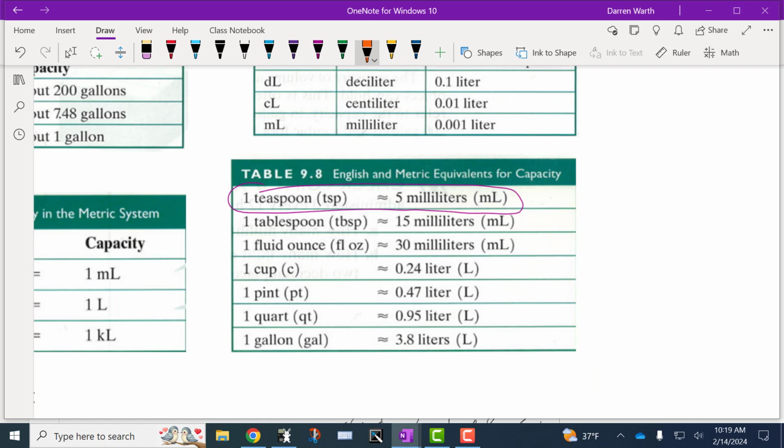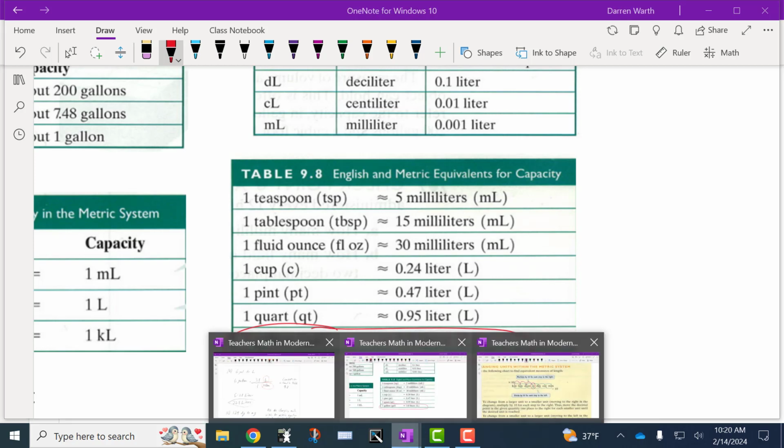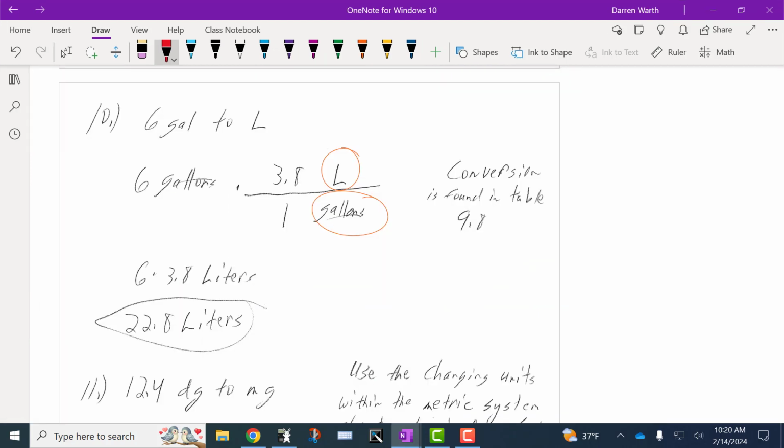Going from gallons to liters, here's our formula. And the formula says that 1 gallon is going to equal 3.8 liters. Once you find that conversion, go back to your formula problem and fill it in. Going in, we got 3.8 next to liters, 1 next to gallons. Going to take 6 times 3.8. And notice that's going to be divided by 1. Your gallons are going to cancel out.